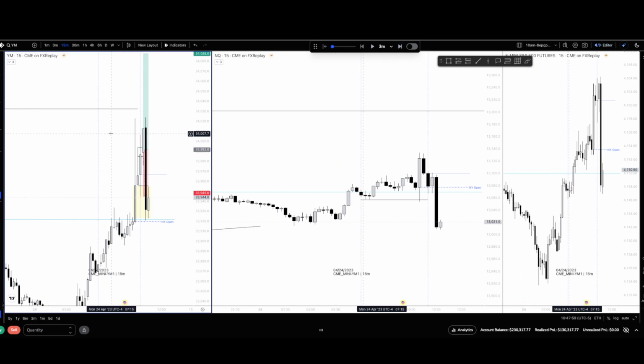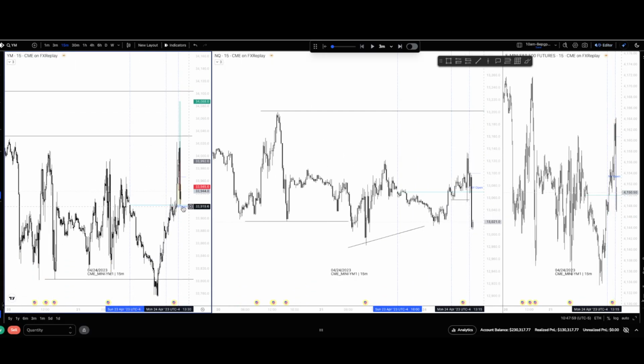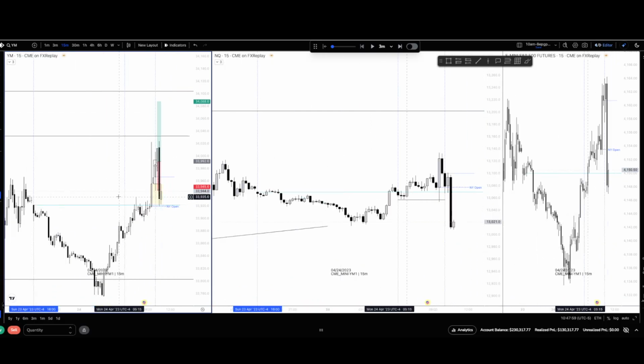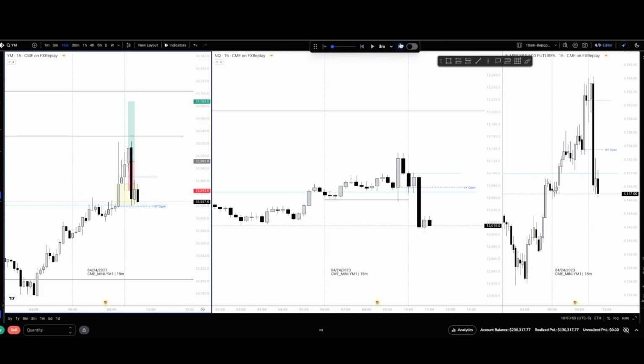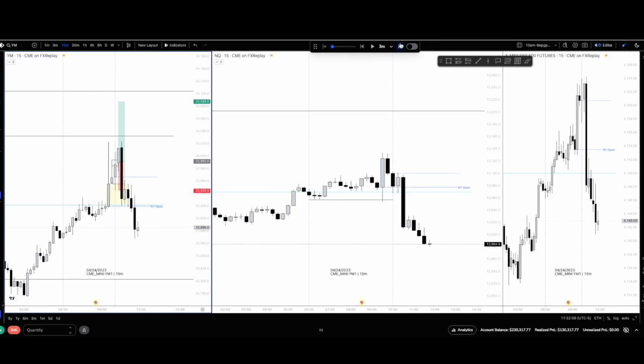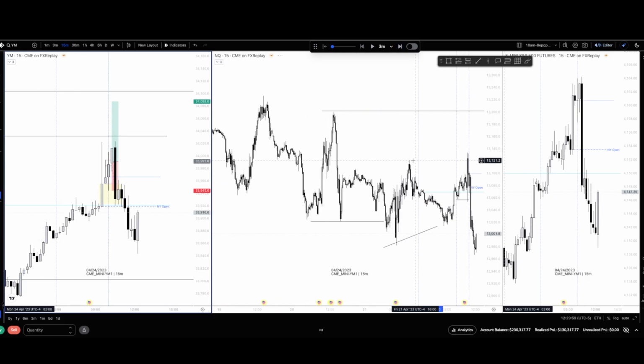Damn, what the fuck? Really missed this, huh? That's crazy. That's that for me. Damn, that really missed. Traded away from equal highs there.